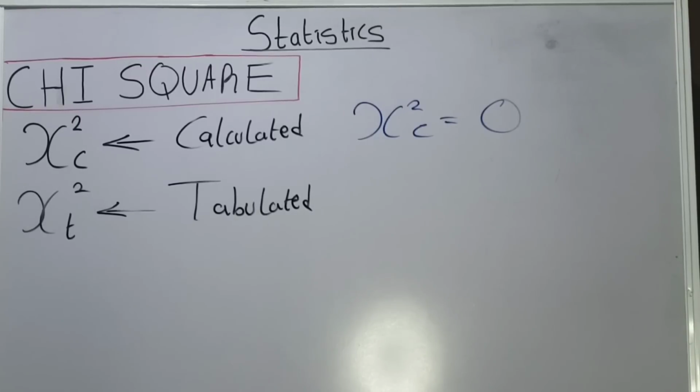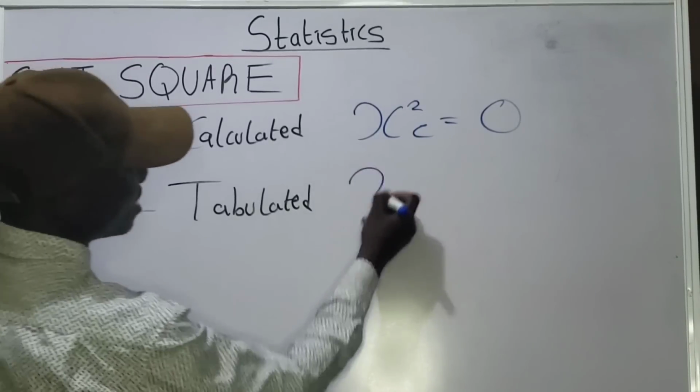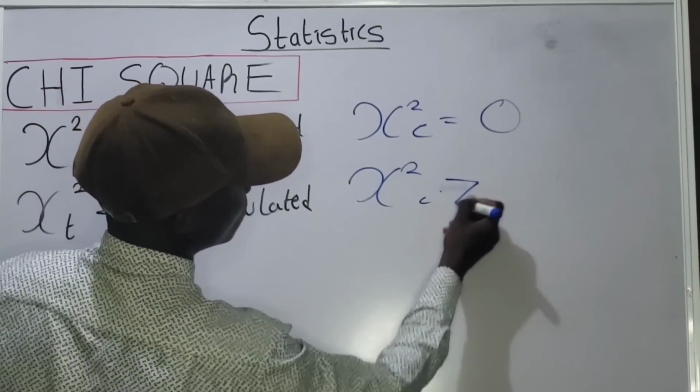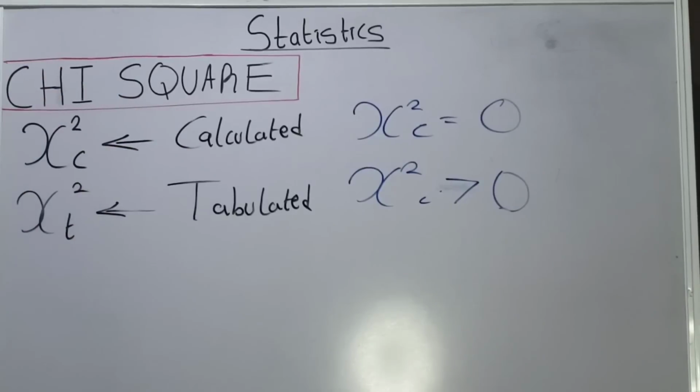Now, another condition is that if the calculated chi-squared, that is x squared, is greater than 0, this implies that there is deviation. There is greater discrepancy. That is, there is inconsistency. There is deviation between the observed and the expected frequency.